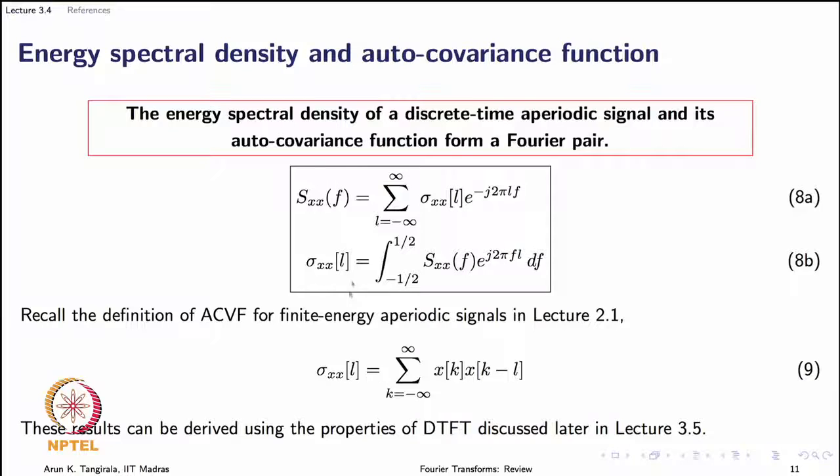Now, in order to prove this, you need to use the definition that we had given in lecture 2.1 for the auto-covariance function of a discrete time finite energy aperiodic signal. All right. Now, it turns out that you can also derive this result using the properties of the discrete time Fourier transform, which we will discuss in the next module. Again, all of this leads to what is known as the Wiener-Khinchin theorem, as I had mentioned in the previous lecture, which is extensively used in computing and defining the spectral density of random signals.